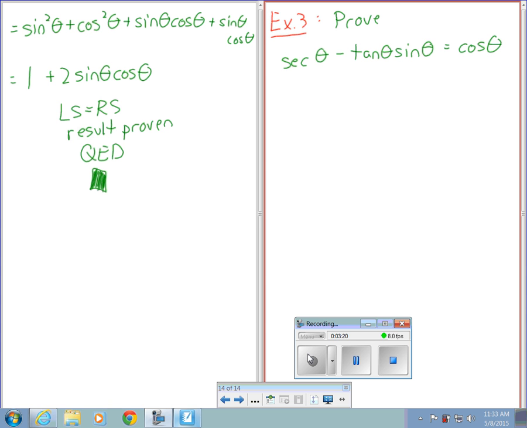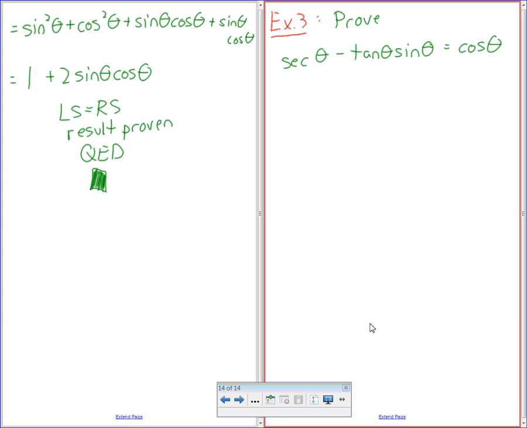Secant is 1 over cos, and tan is sine over cos. Can we just say therefore left side equals right side? You will get half a mark off for that. So I'm going to choose the left-hand side, and I write that as secant theta minus tan theta times sine theta.